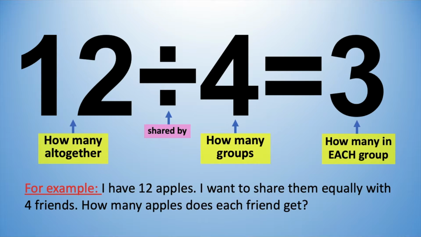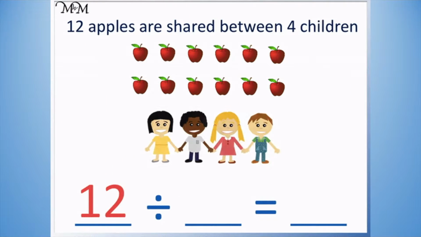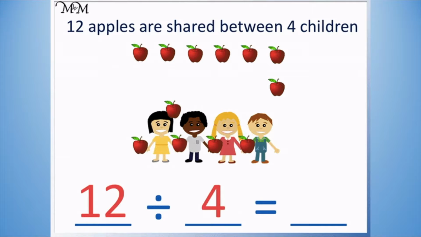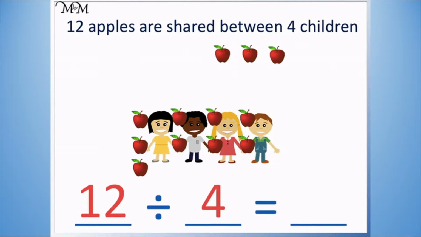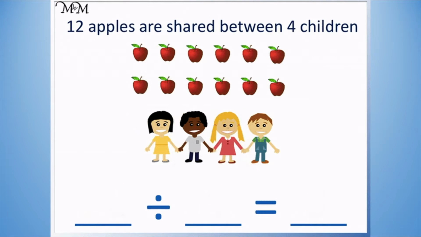I'm going to show you a quick video to demonstrate this. So 4 friends, 12 apples, 1, 1, 1, 1. And we're going to make sure that every friend has the same, which is 3. So 12 apples divided into 4 friends equals 3.